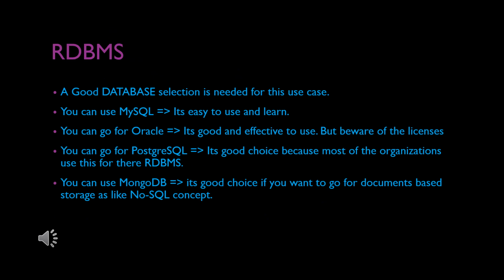RDBMS. For these kinds of systems, we need to be very strong in the RDBMS concepts. So we need to choose some good database, because many of the data of our project are going to be handled by the RDBMS only. We can have multiple tables and multiple data selections. We have multiple primary key, foreign key associations. So for handling all those things, we need some good database. I have given 4 databases for your reference.